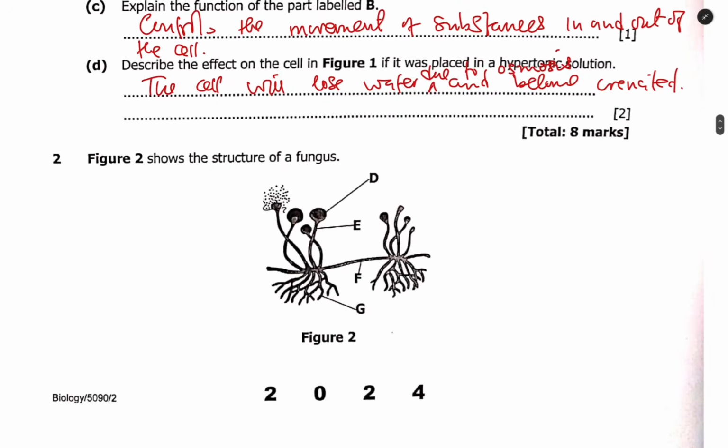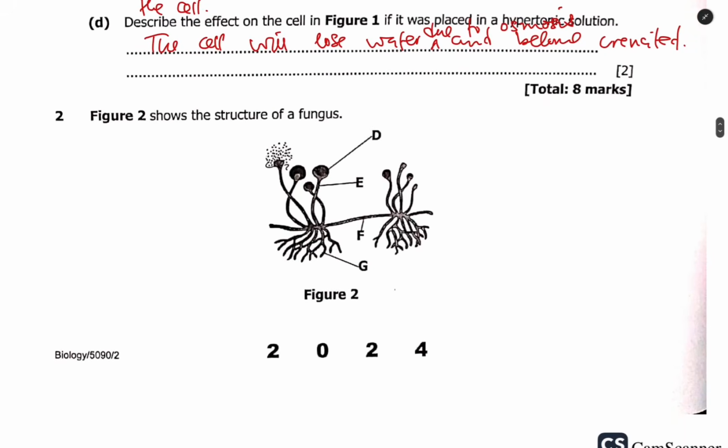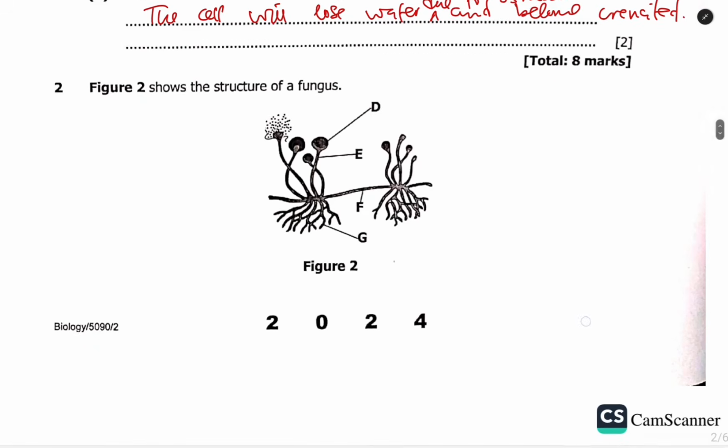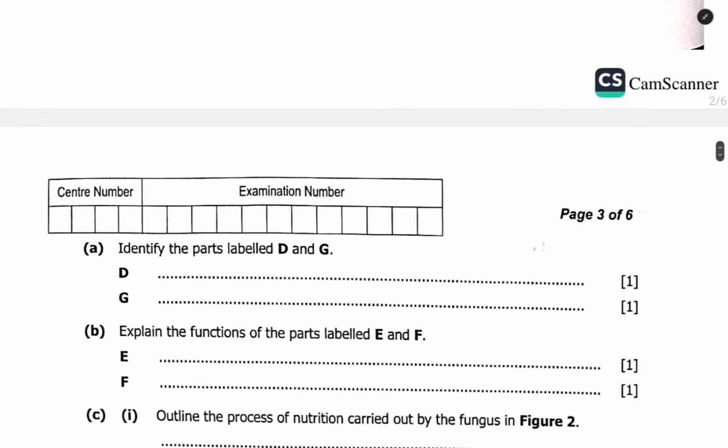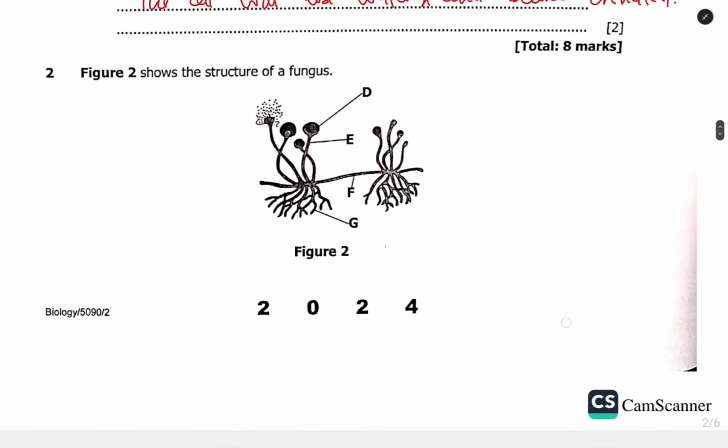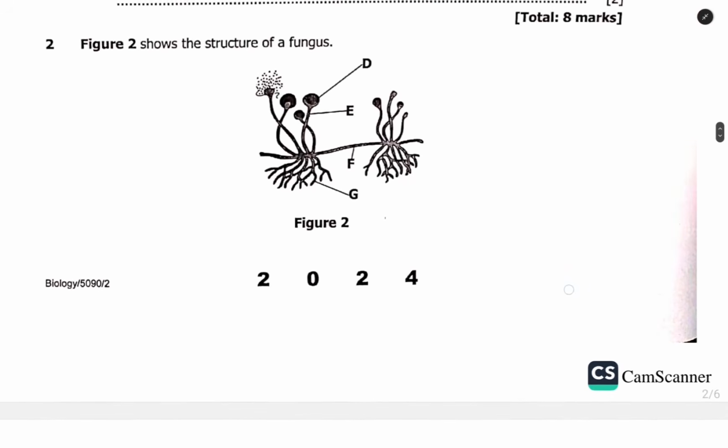Okay, so here is the second question that came, and this one was on saprophytic nutrition. This question is more like a repetition of the question that was there in 2023, if I'm not mistaken. The questions are different, but the diagram looks familiar, or looks the same. So now the first question is: identify the parts D and G from this diagram.